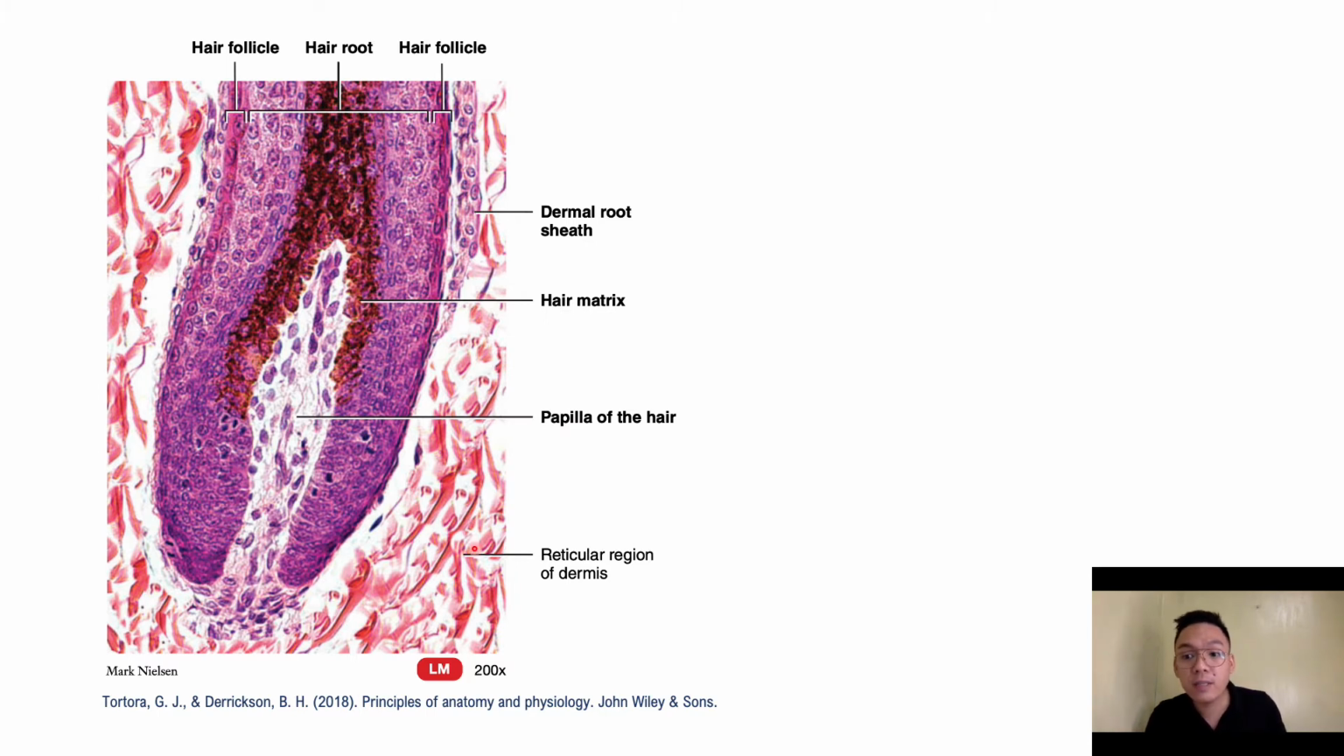The shaft and root both consist of three concentric layers. You will see that in the previous slide. Surrounding the root of the hair is what we call your hair follicle. This one. They are made up of the external root sheath and internal root sheath. This is the dermal root sheath.